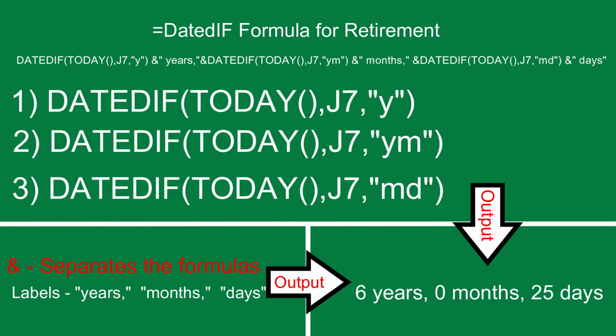Formula number 1 will return the number of years. Formula number 2 will return the number of months. And formula number 3 will return the number of days. Each formula is separated by the ampersand sign to allow us to string the formulas together. The years, months, and days are in quotations, and these basically represent your labels. These can be changed to whatever you would like them to say.